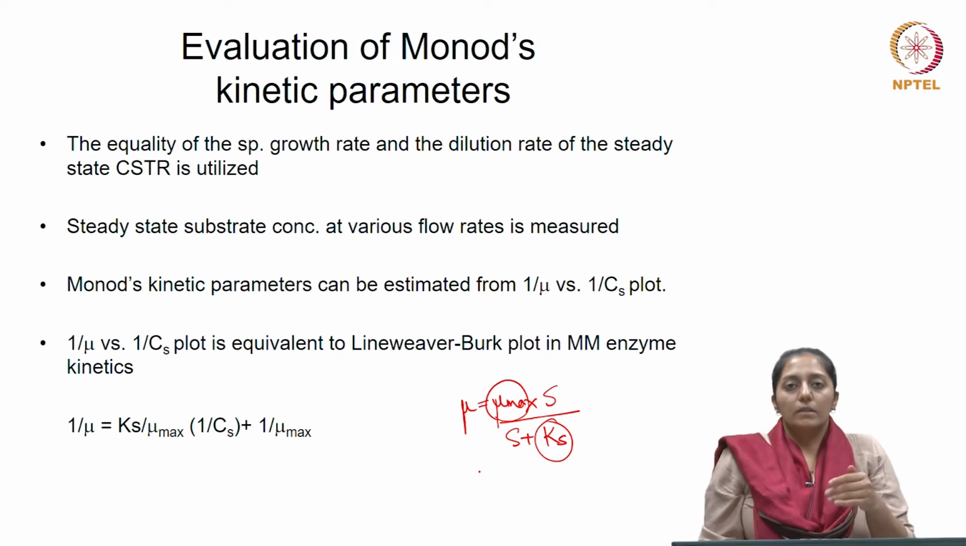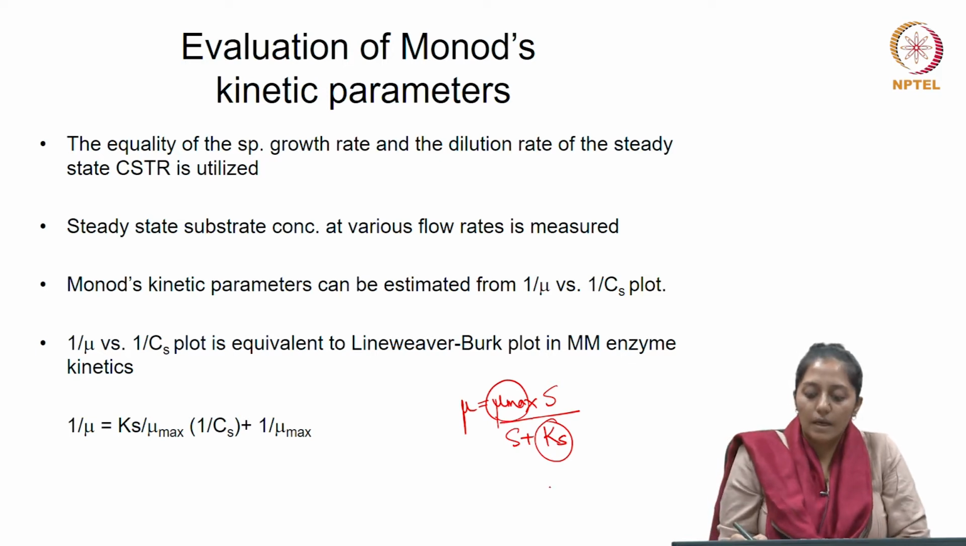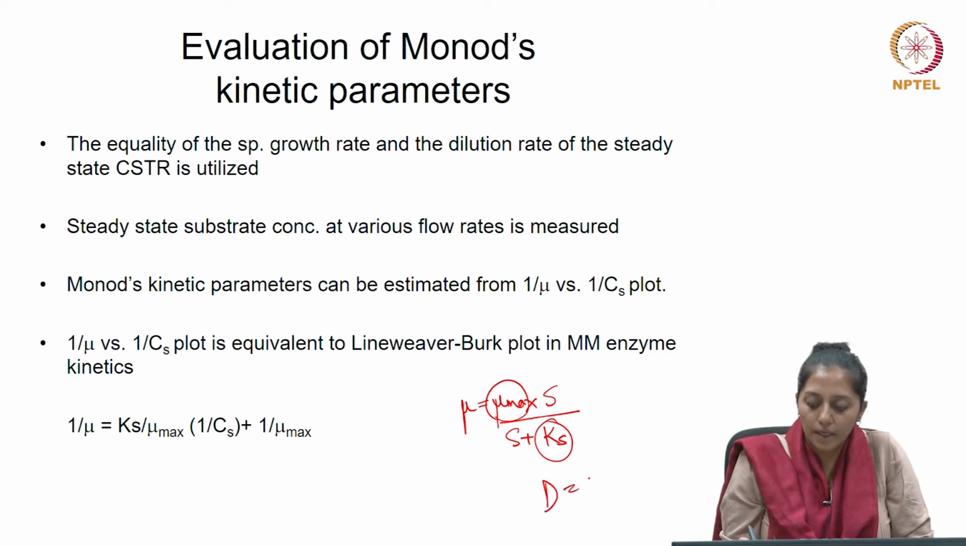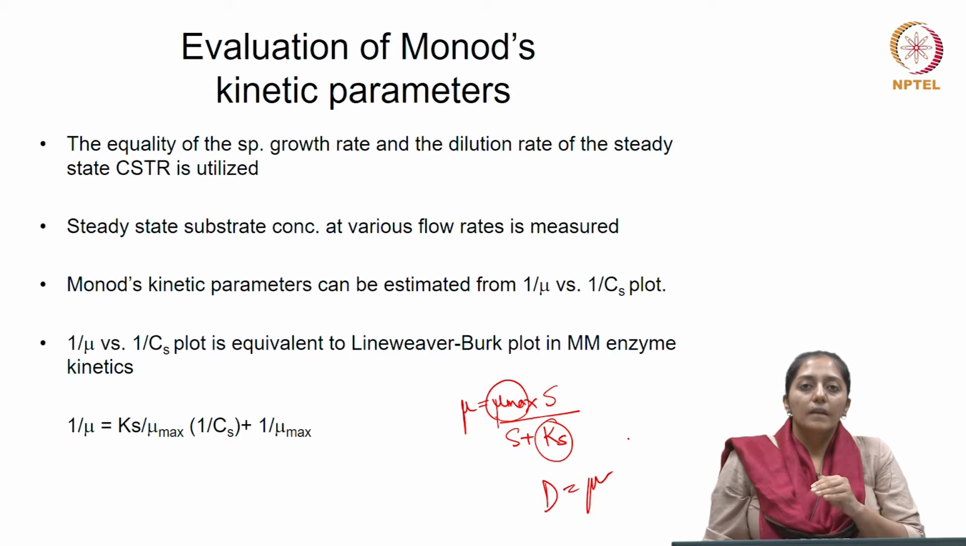How? Because now we know that in a continuous mode of cultivation, one can manipulate the growth rate of the culture by changing the dilution rate. And running a chemostat would mean that whatever the dilution rate is will be equal to the specific growth rate of the culture. As we learnt, for a chemostat, D becomes equal to mu. So, the equality of the specific growth rate and the dilution rate of the steady state CSTR can be utilized to determine the Monod's constants.